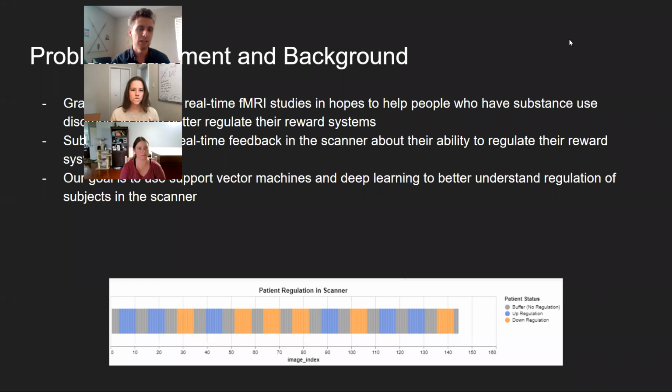For our project, we worked with a team at Michigan Medicine who is working on research in fMRI brain imaging, in hopes to help people who have substance abuse tendencies to better regulate the reward system in their brain. So a subject is put in the fMRI scanner and is told to up and down regulate their reward system. Our goal is to look at these images in real time and use support vector machines and deep learning models to better understand how subjects are regulating in the scanner.